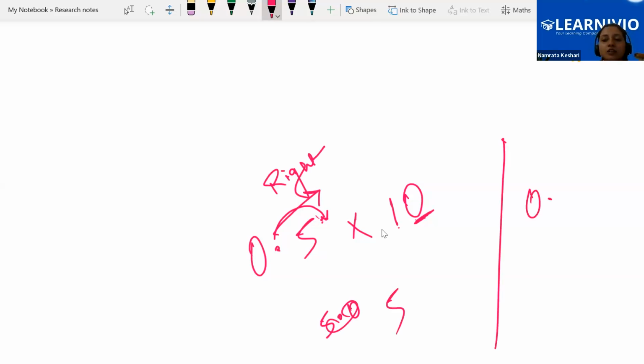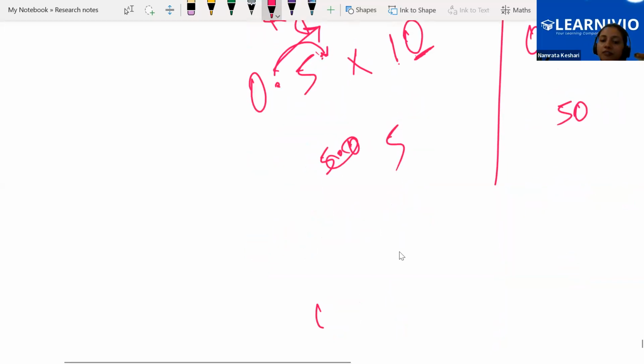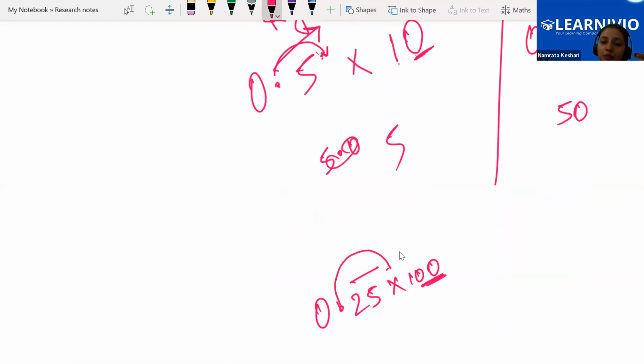If you have 0.5 into 100, whenever you multiply with two zeros, 100, the decimal will shift two places. One place like this, and then one more place. That means it will be 50. Getting it, Ayan? Similarly, if we have 0.25 bar and multiply it with 100, the decimal will shift how many places? Two zeros are there, so two places it will shift towards the right.